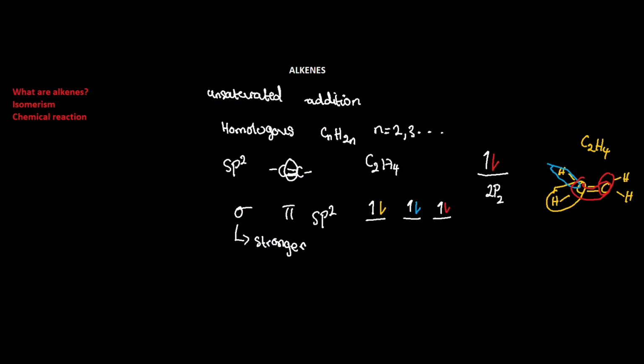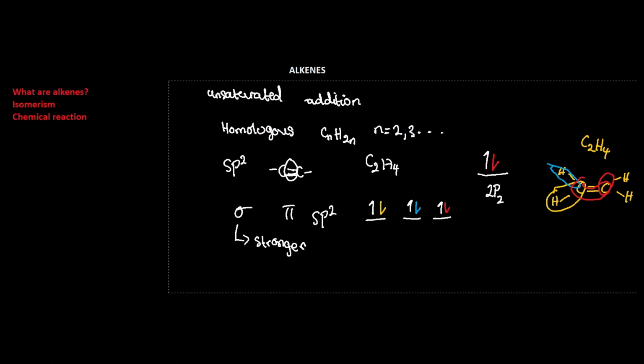Now, having looked at this, let's take a look at isomerism for alkenes. Now, in our first video, we also looked at the concept of isomerism, where we stated that isomerism is the existence of compounds with the same molecular formula but different structural formula, or the same molecular formula but different structure.